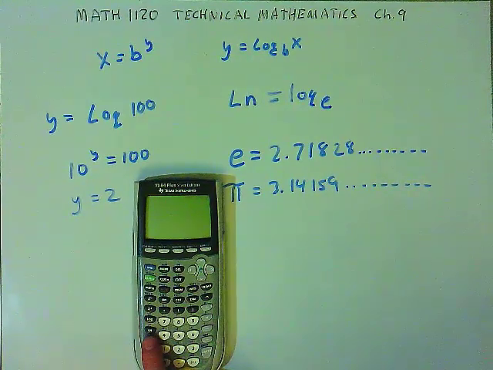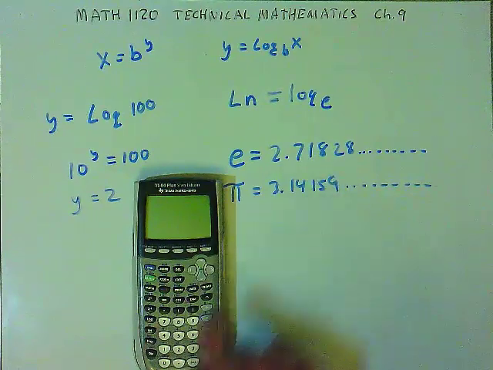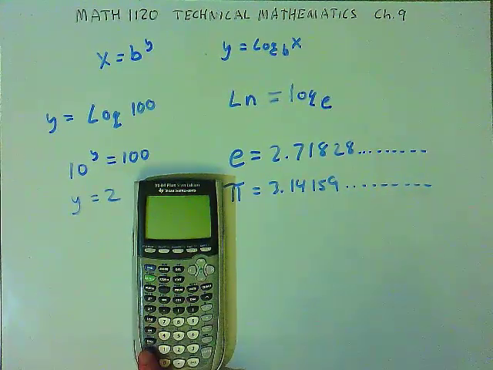I have a button on my calculator that says Ln. That stands for natural logarithm. I have a button that just says log, which means log base 10. The Ln button means log base e, where e is 2.71828, and that goes on forever without repeating. If I hit my second button and then my Ln button, that gives me e to the x. It's common for e to be the base being raised to some power. Your calculator probably has something very similar on it.